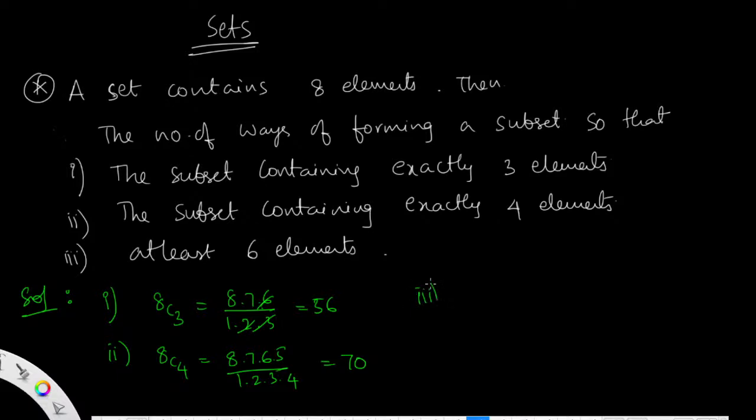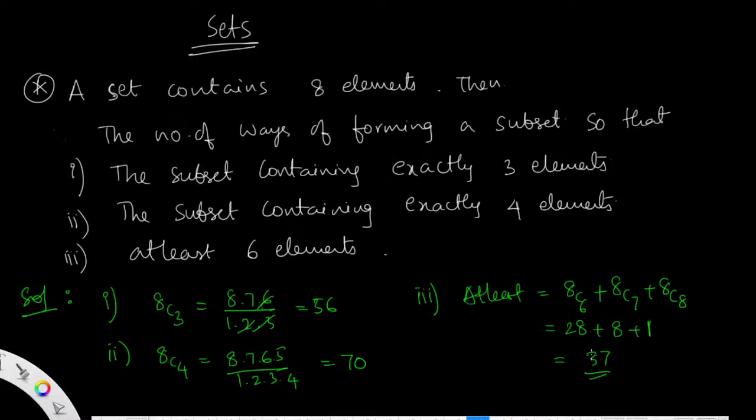Then question number 3, the subset contains at least 6 elements. It may be either 8C6 or 8C7 or 8C8. 8C6 is nothing but 8C2, 8 into 7 by 2 into 1, which gives 28. 8C7 is nothing but 8C1, which is 8. Obviously 8C8 is equal to 1. So totally 37 subsets we can get.